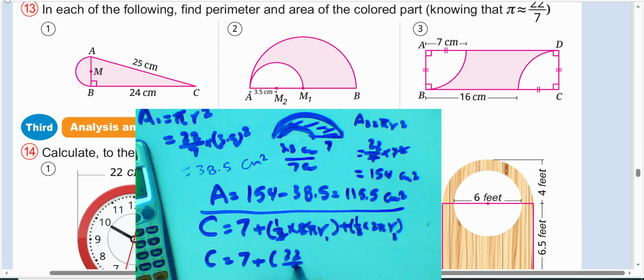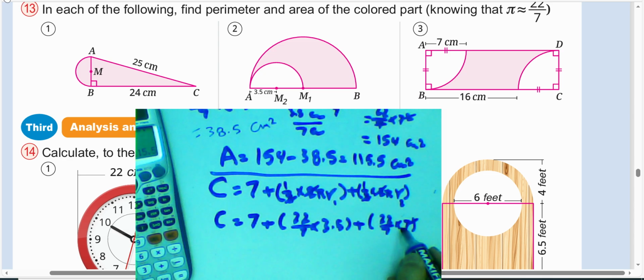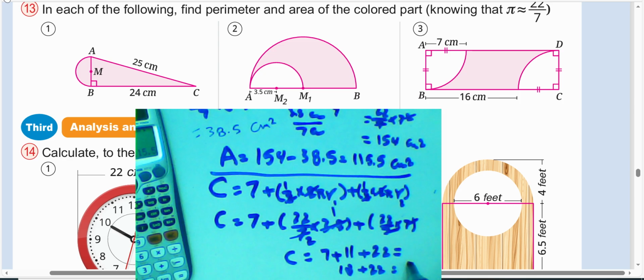Then we have 22 over 7 times 3.5 cancel, and then 22 over 7 times radius 2, which is 7. 7 divided by 7 equals 1. 1 times 22, and 3.5 and 7. 7 divided by 3.5 equals 2. 3.5 divided by 3.5 is 1. 22 divided by 2 is 11, plus 7. The circumference equals 7 plus 11, 18. 18 plus 22 is 40. The circumference will be 40 centimeters.